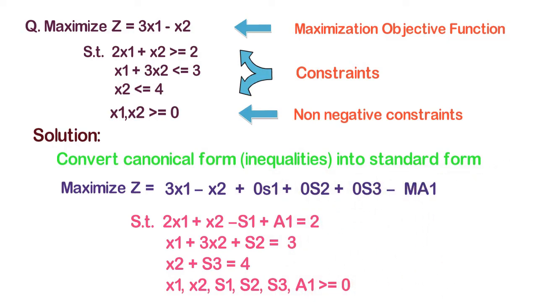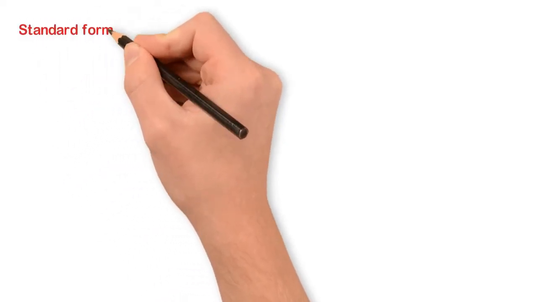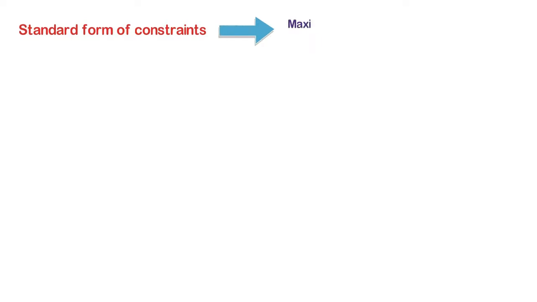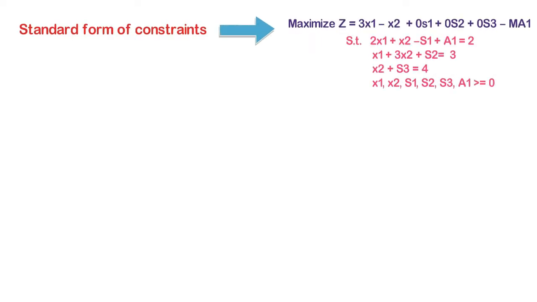So for that we write: maximize z equals 3x1 minus x2 plus 0s1 plus 0s2 plus 0s3 minus Ma1. Here s1, s2, s3 are the slack and surplus variables, and the cost of those is always 0, and here we have taken M as the coefficient of the artificial variable. And as our problem is of maximization, we have to subtract the artificial variable along with the cost coefficient M. So this is our standard form, which you have seen previously.